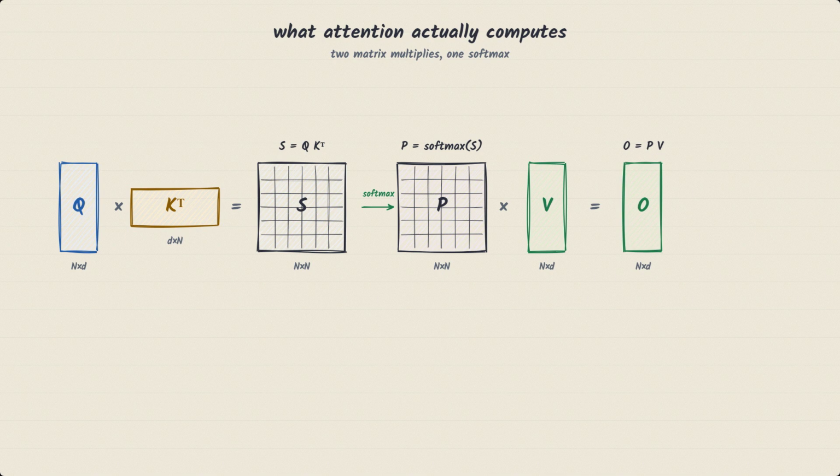One more thing worth holding on to. This whole computation happens per attention head and per sequence in the batch, independently. So in practice, you're running many of these little n by n problems at once, which is exactly why the memory cost piles up so fast.